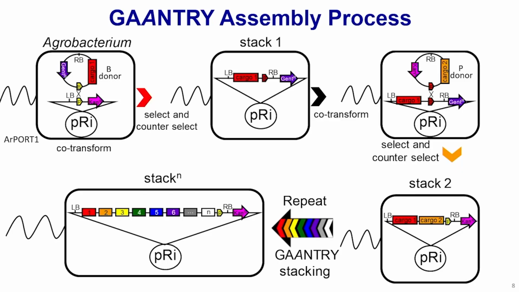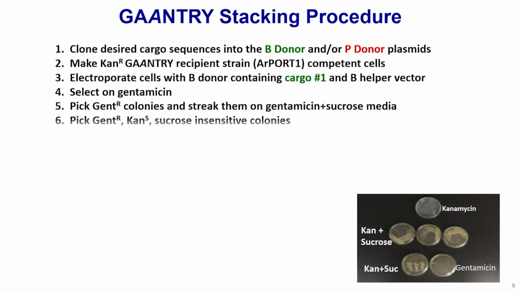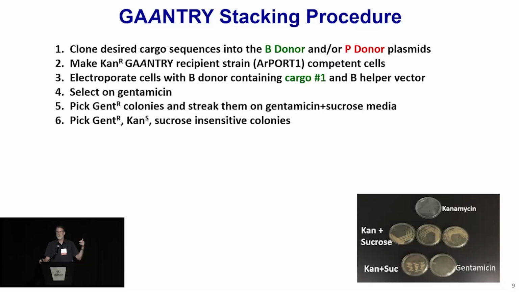And so that's the basic process of how it works, but this is what the user actually is doing in this. So you're just making competent agrobacterium cells, transforming it with two plasmids, a B donor and a B helper, and then plating those cells on gentamicin. You're then picking colonies, restreaking them on sucrose. Why sucrose? Sucrose, we use it as a negative marker to confirm excision of the previous kanamycin selection marker.